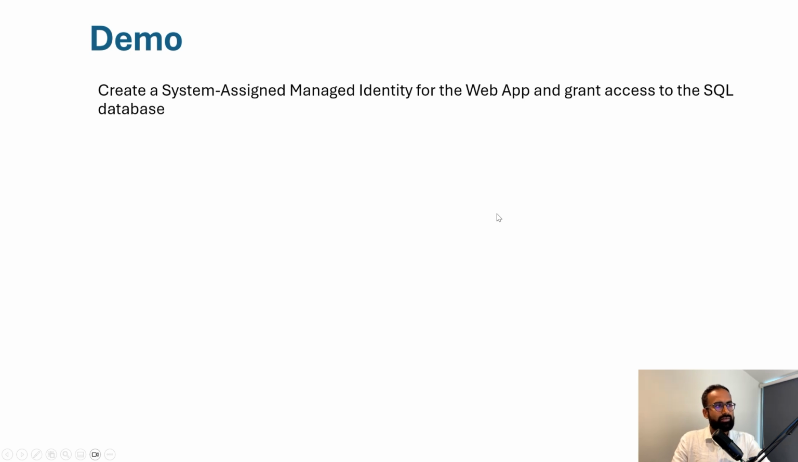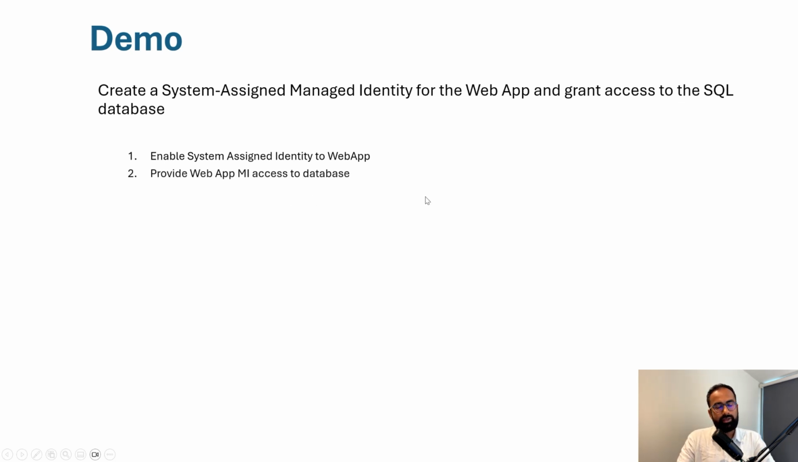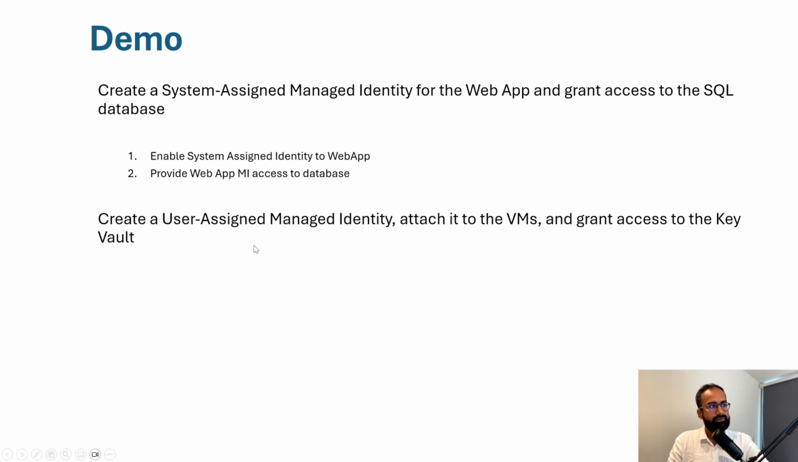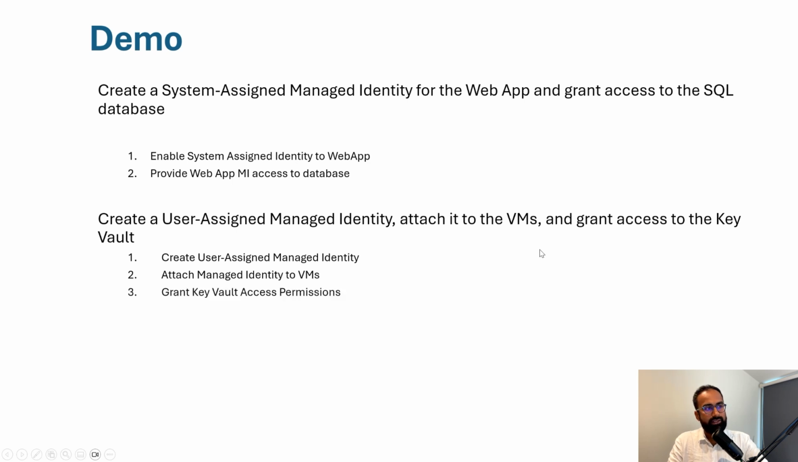In this demo, we will first create a system assigned managed identity for a web app and grant access to the SQL database. First, we'll enable the system assigned identity on the web app, and then we'll provide the web app MI access to the database. In the second case, we'll create a user assigned managed identity and attach it to the VMs and grant access to the key vault, because that's what we discussed, right? First, we'll create a user managed identity, then attach the managed identity to the VMs, and then grant access to the key vault so that the VMs can access the key vault.